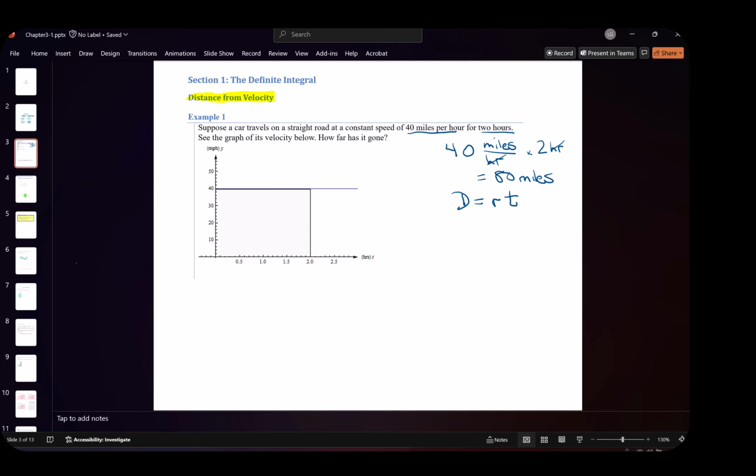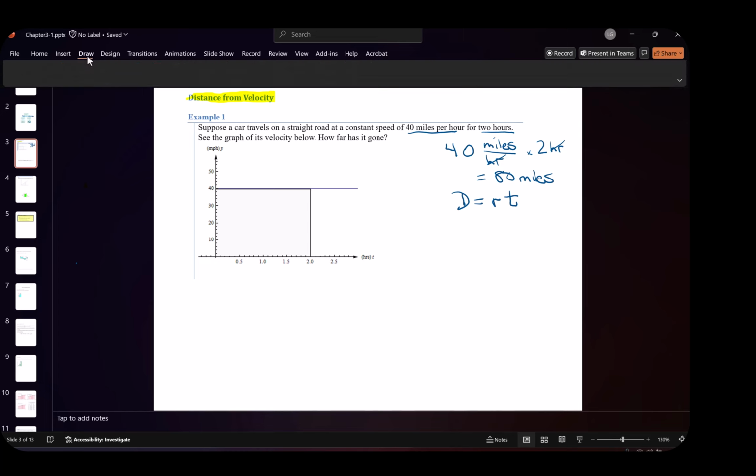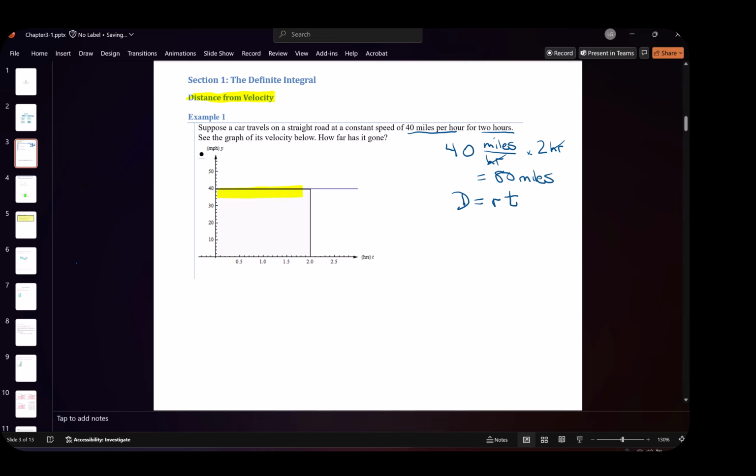Now, what does that mean on this graph? Notice this is 40 miles per hour high, and this is in time 2 hours. To find the distance on this graph, I need the area, this area. This area would be width times height, and our width is 2 and our height is 40, which gives me 80 miles. Either way, we get the same thing. And important to notice that what we're finding here is the area.